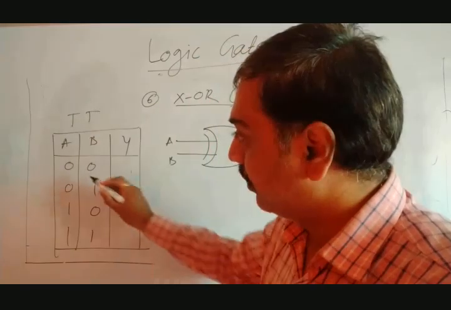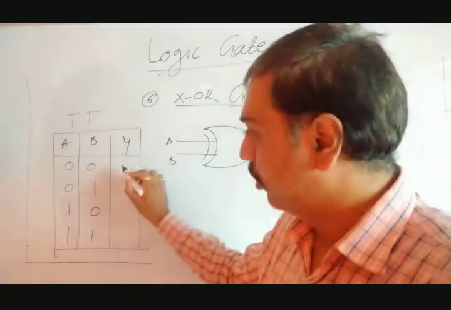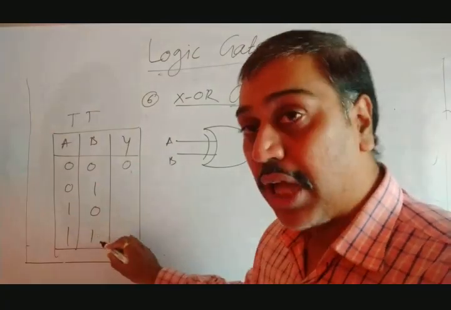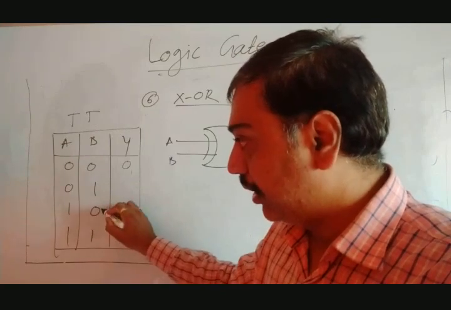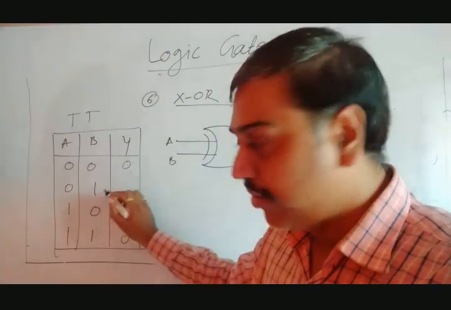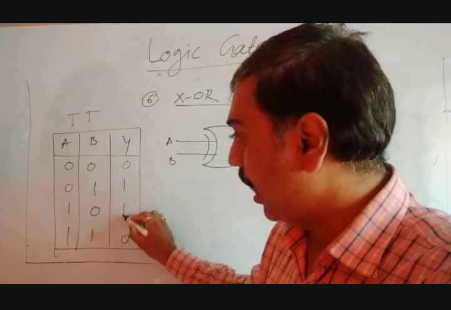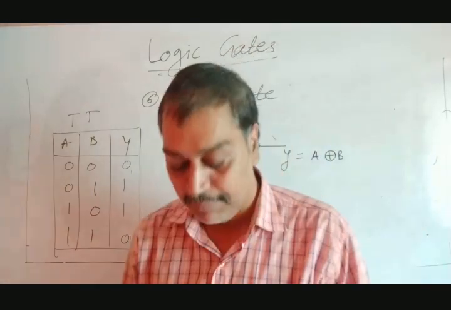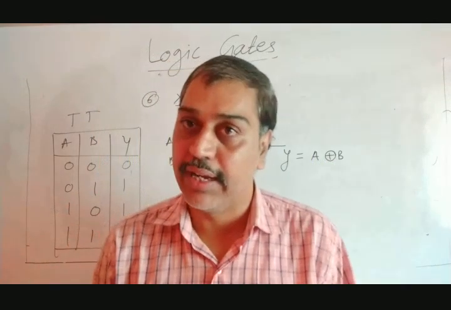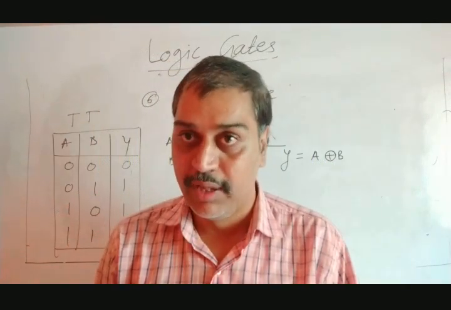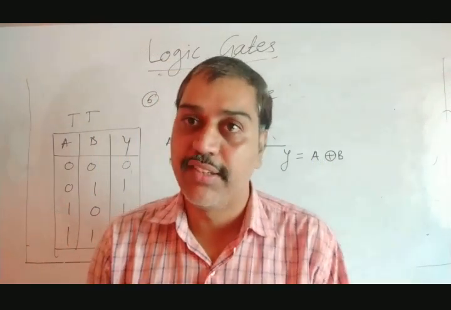See, both are the same, both are low, so it will give 0. Both are high, it will give 0. Any one high and the other low, these are the 2 conditions for which it will give the output high. This is a special condition and special gate, that's why it is said to be the XOR gate or exclusive OR gate. I hope you got all these gates.